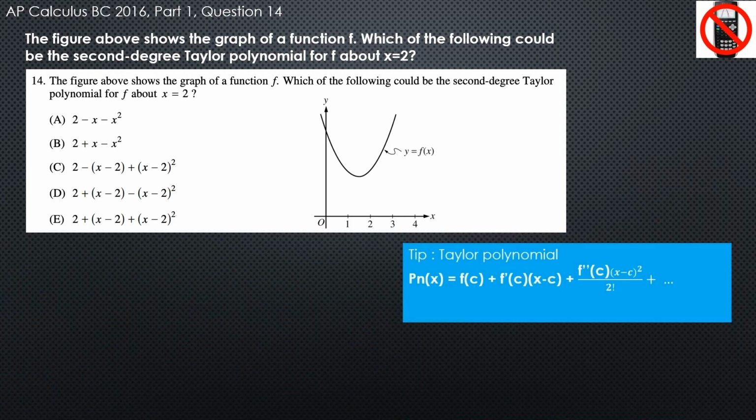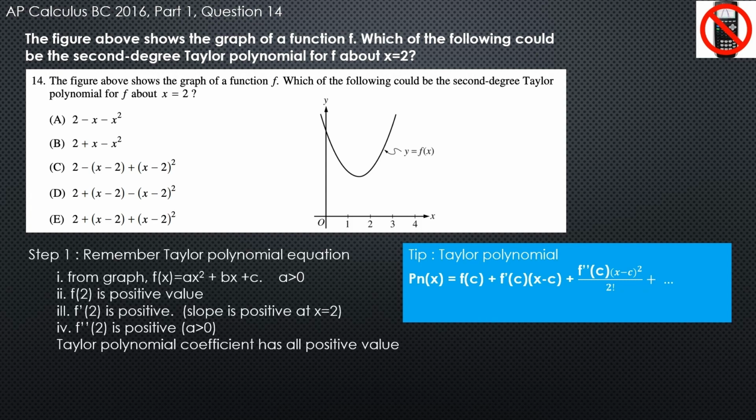Tip for Taylor polynomial. Pn(x) equals f(c) plus f'(c)(x minus c) plus f''(c)(x minus c) squared over 2 factorial plus... Step 1. Remember the Taylor polynomial equation.